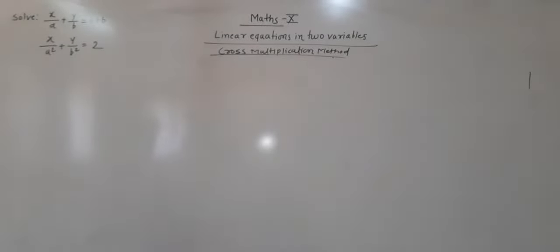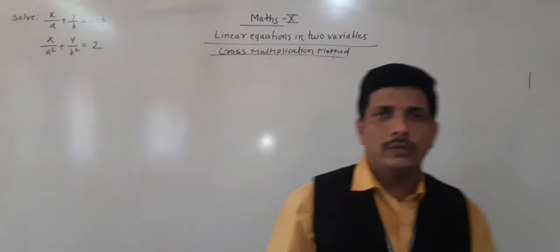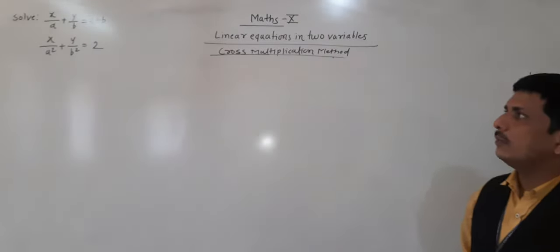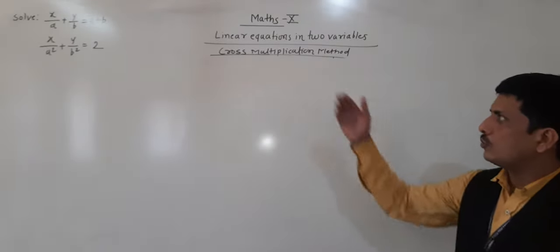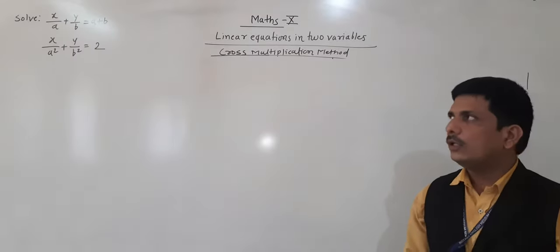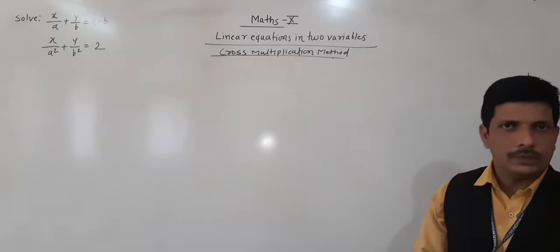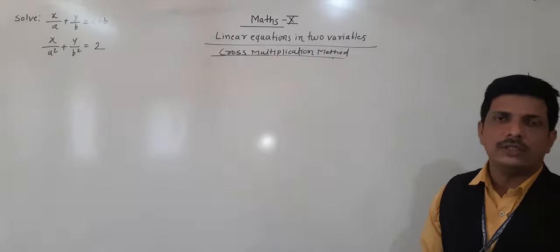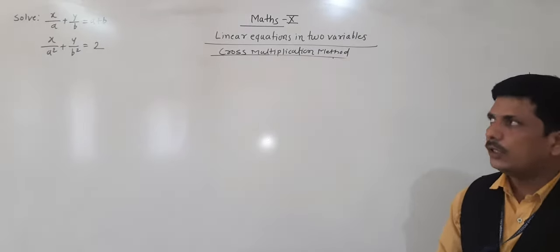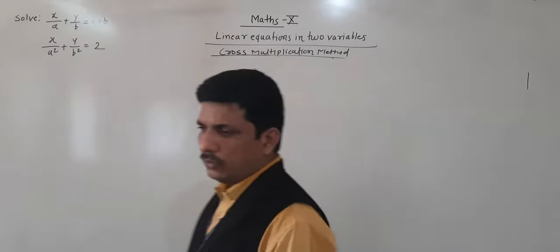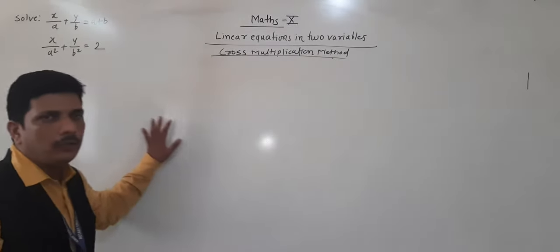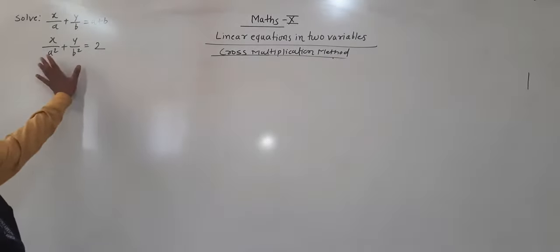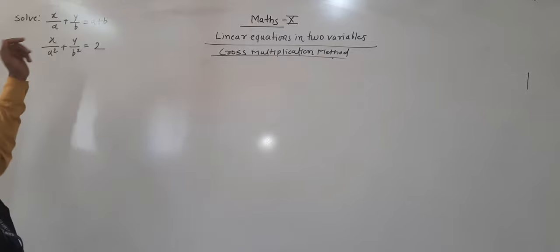Okay, hello everyone. Today we are going to see some examples which depend on the cross multiplication method. We have already seen such types of examples. Today we are going to see some more examples in the form of variables. Yesterday we saw examples with numerical values. Now we are going to see the variable form.